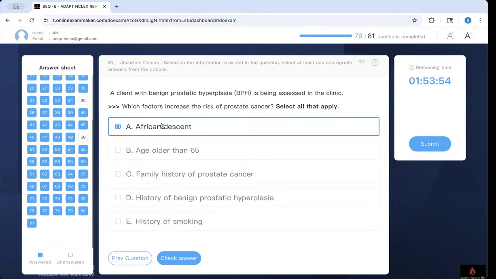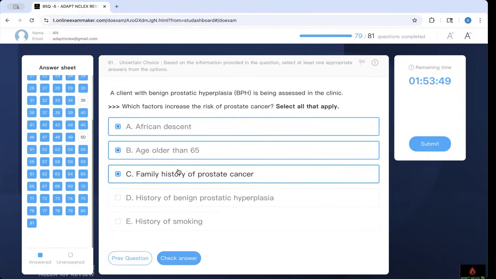Black, bad problem. Age over 65 if you have prostate cancer. But having BPH is not a risk factor, and smoking is mostly a bladder risk factor for cancer.